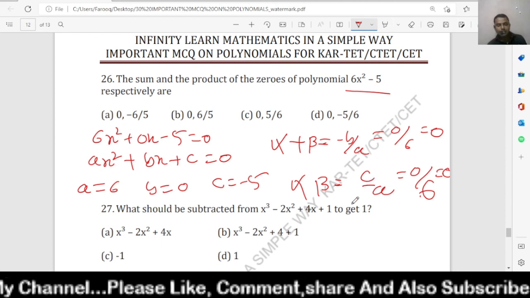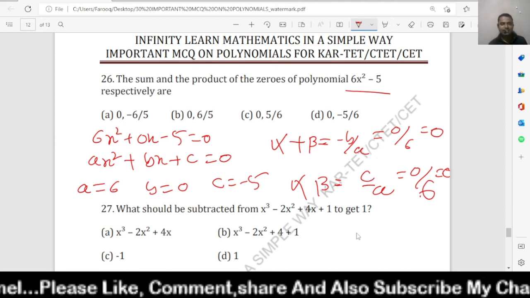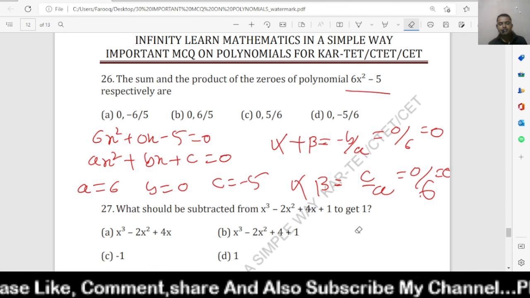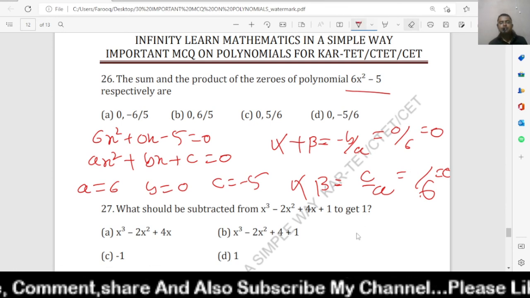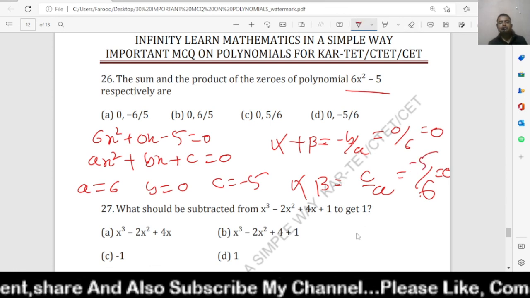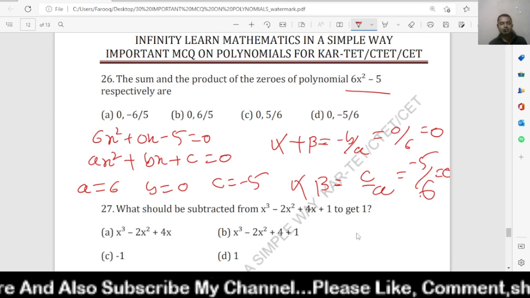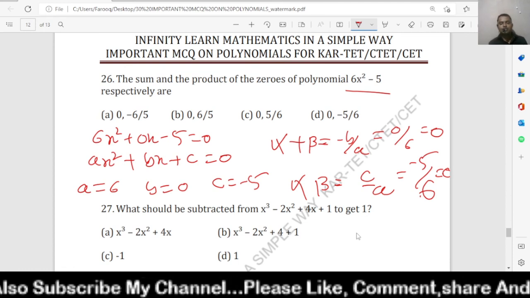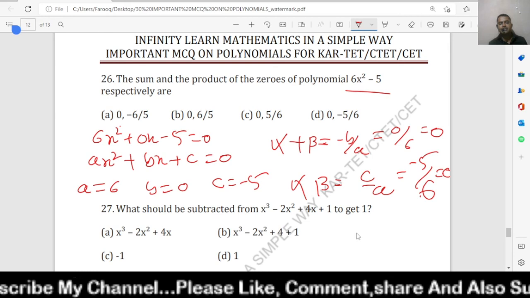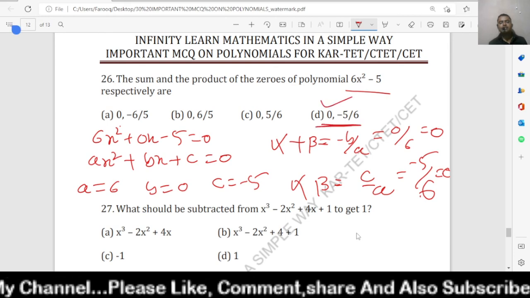Minus C by A. What is the value of C here? That is minus 5. We made the mistake here only. This is minus 5 by 6. So here, is there any option? Alpha plus beta is 0, and here also 0, and minus 5 by 6. This option D is correct for this one.